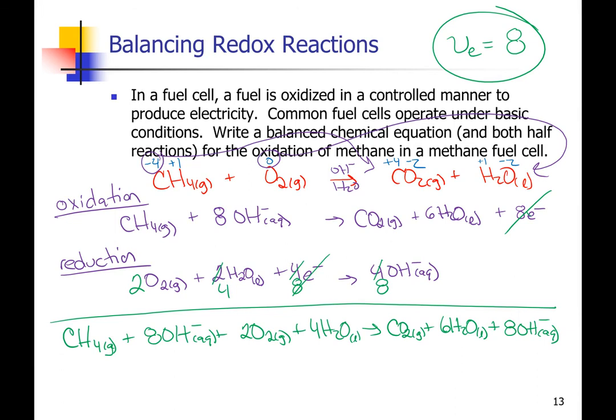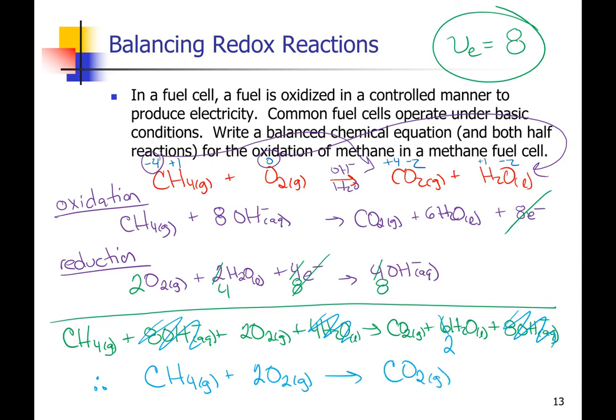We can see that our equation could stand some simplification. We have 8 hydroxides on both sides, so they cancel out. We have 4 waters on the reactant side and 6 on the product side, so 4 waters cancel with 4 of those 6 waters, and that gives us an overall balanced equation of CH4 and 2 oxygens reacting to give CO2 and 2 water molecules.